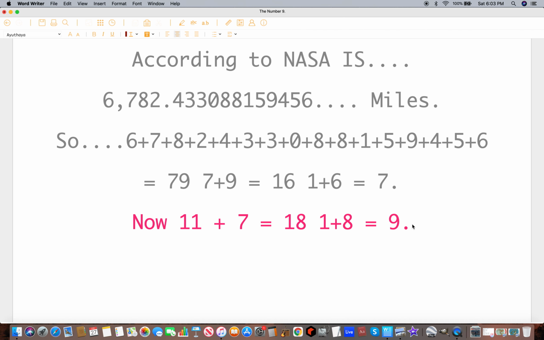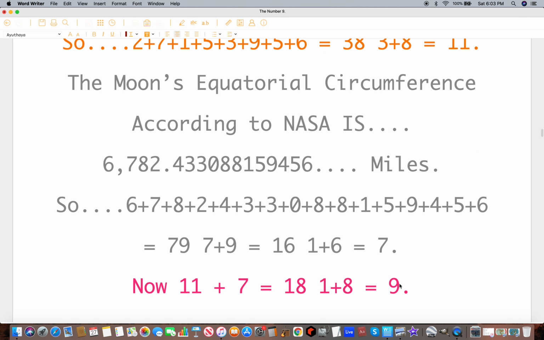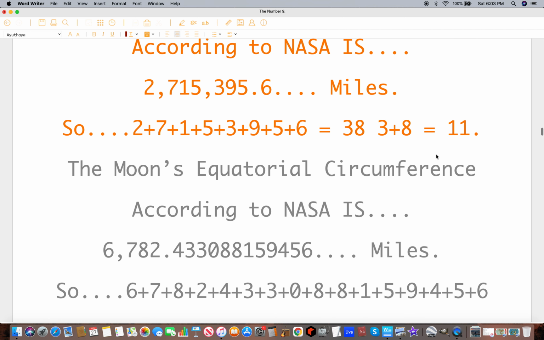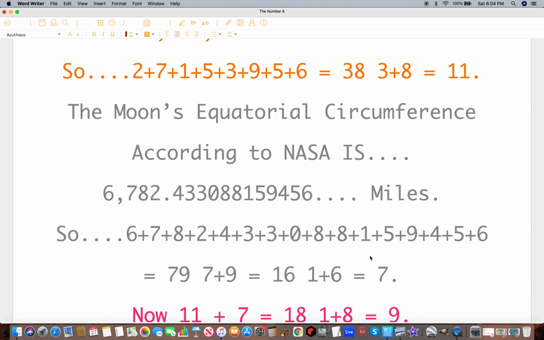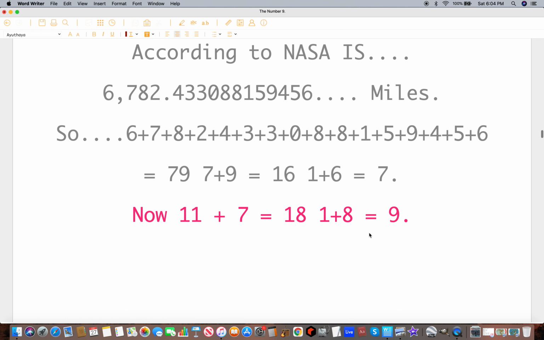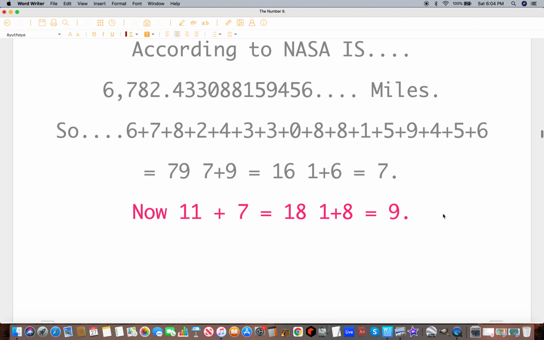So this is more heliocentrism, where they are coming back to 9 again. So we're coming back to 9 with the claimed circumference of the Sun and the claimed circumference of the Moon. When you numerologically break them down to 11 and 7 and add them together, you get 18, which, 1 plus 8, adds to 9. So we're back to 9 again. Very strange.